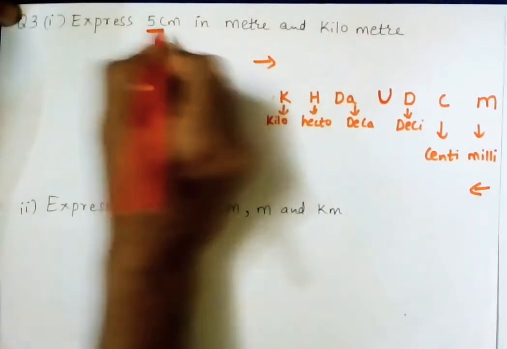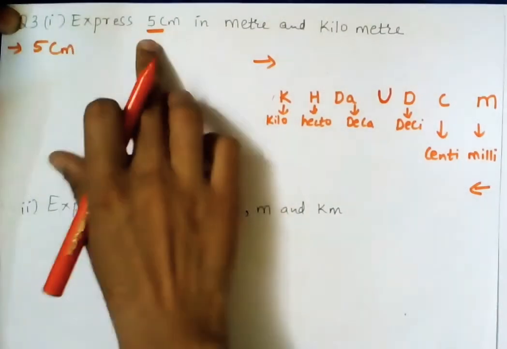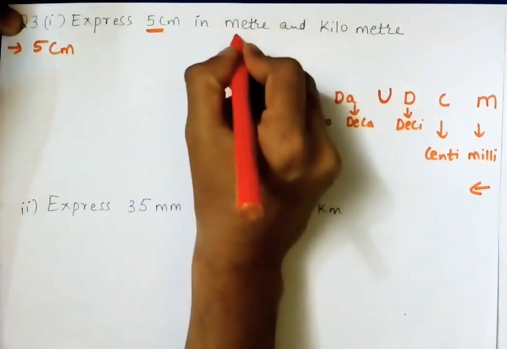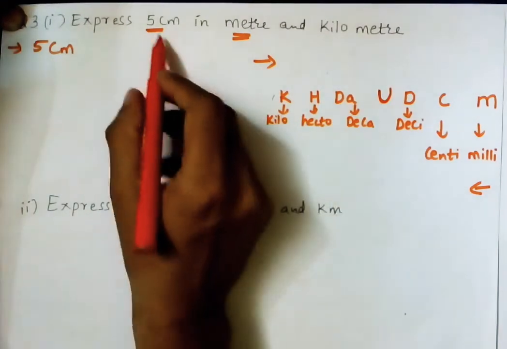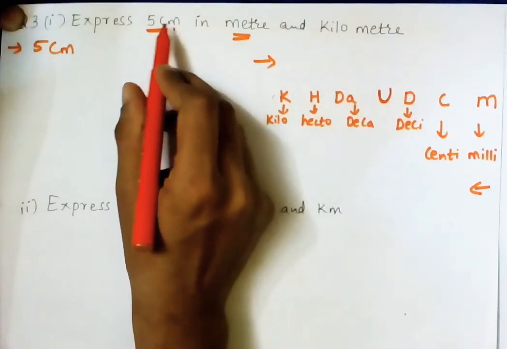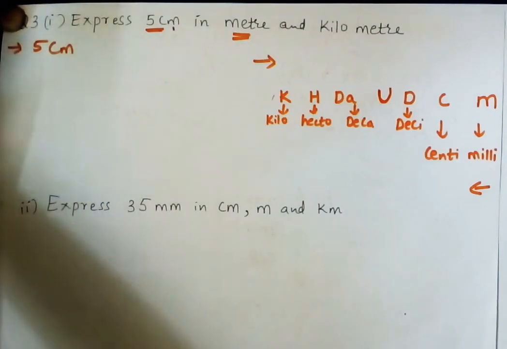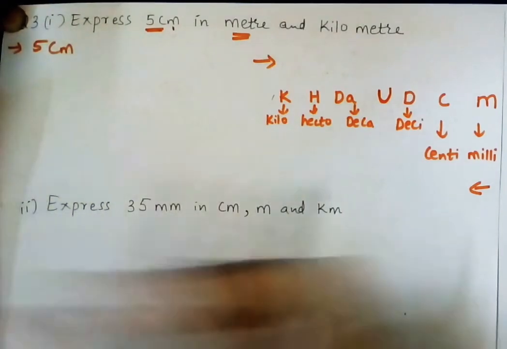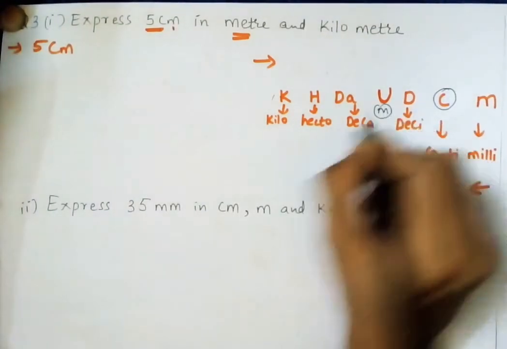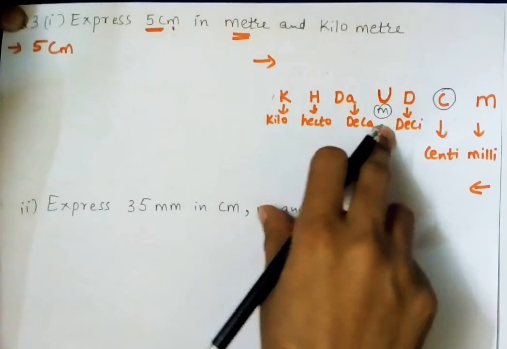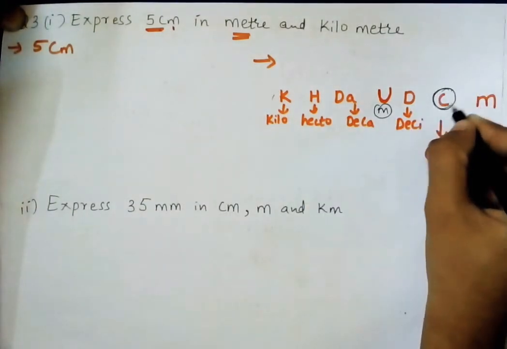So our question is 5 centimeter. Now this 5 centimeter, first we will convert into meter. First of all, it is centimeter, right? So you need to find out where is centi. I have written centi, this is our centimeter. Meter is our unit. So here you write M, or if you don't write, then also it's okay. This is for understanding.